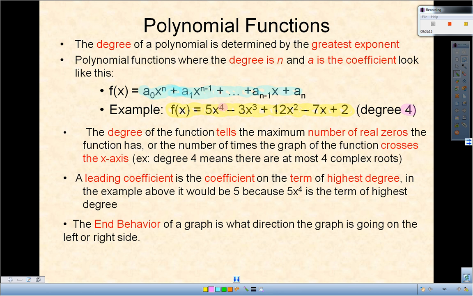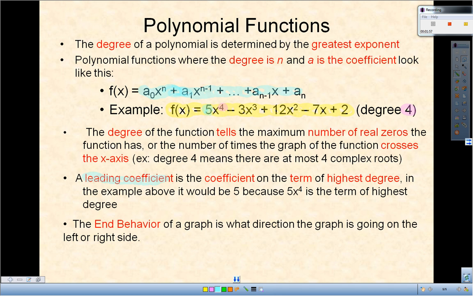Now, a leading coefficient is the coefficient on the term of the highest degree. So for example, in the problem above, 5 would be my leading coefficient because that is the coefficient of the term of the highest degree.